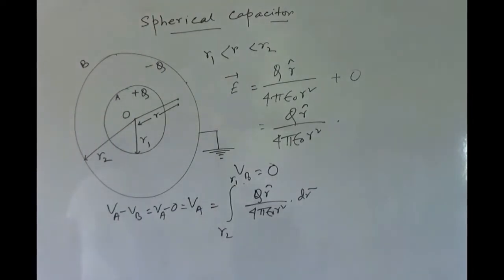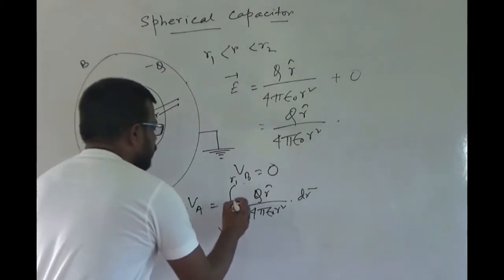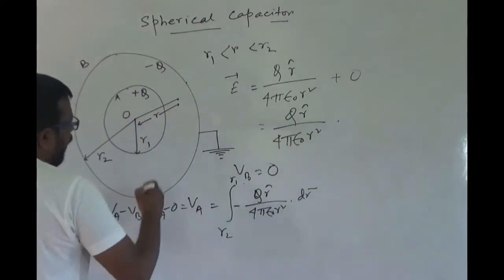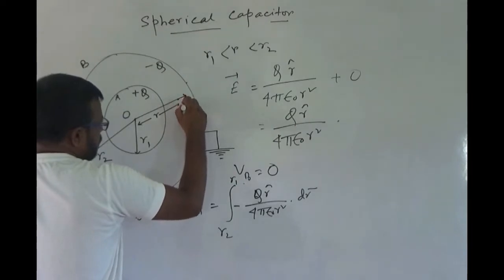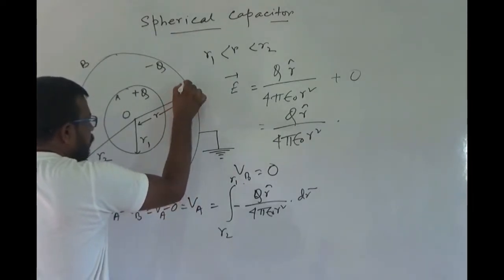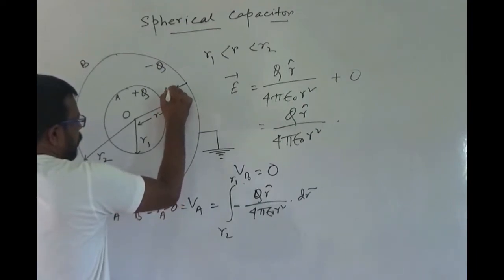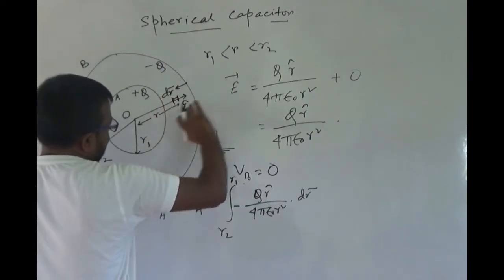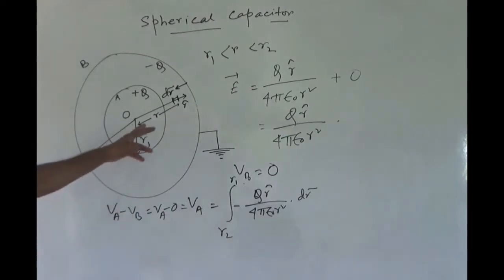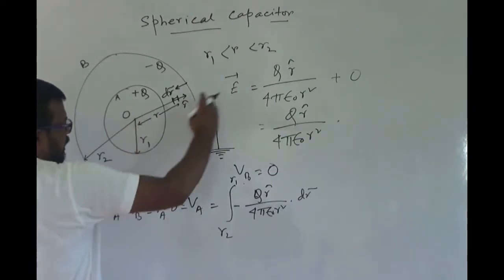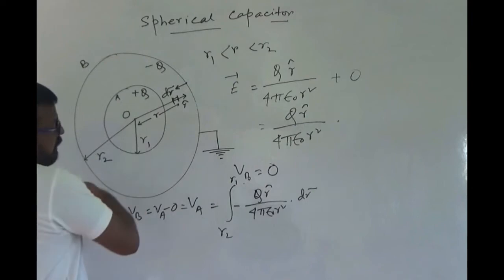You have to put a minus sign because r hat is along this direction and dr will be along this direction. This will be the direction of dr, and r is away from the center, or away from the inner sphere, but dr is towards the inner sphere.